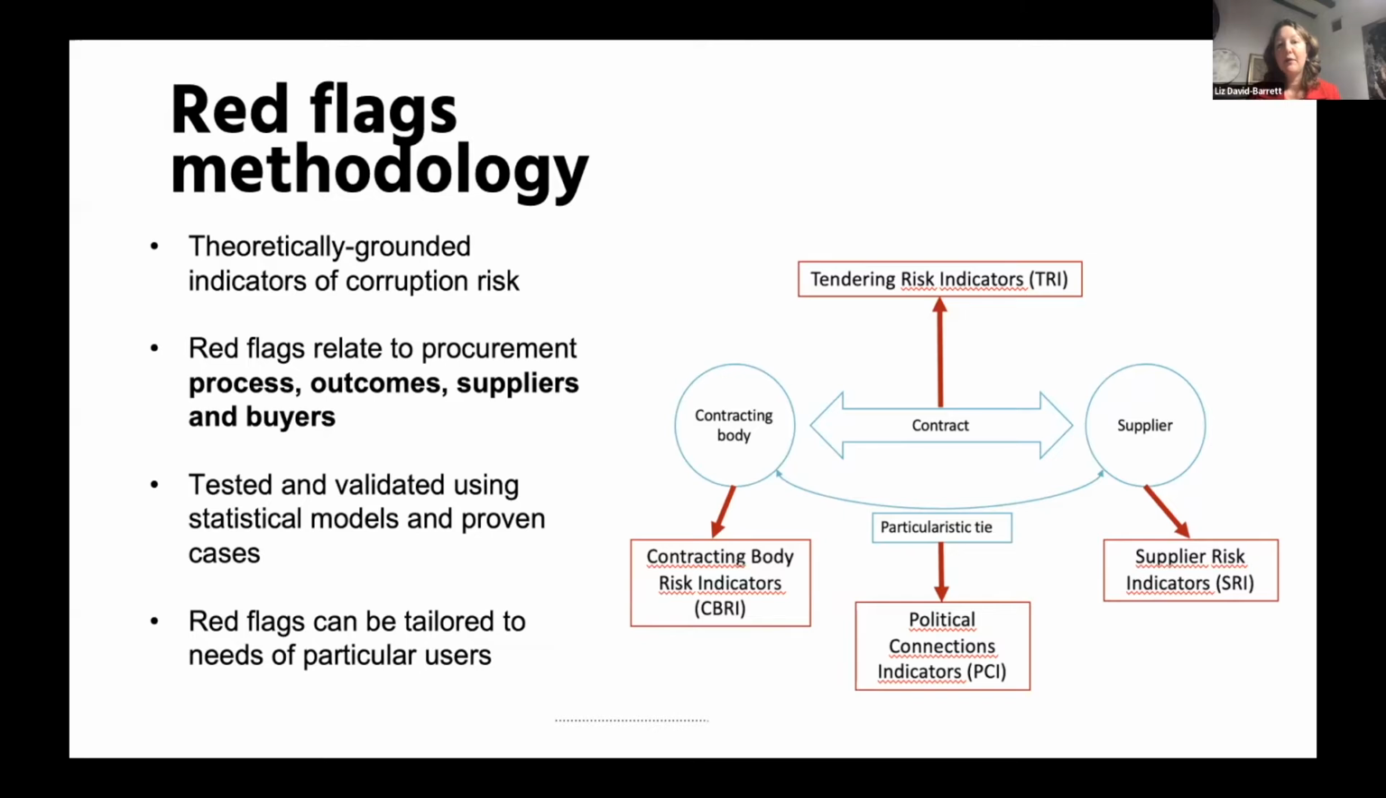So there will be red flags that relate to the tendering process itself. So for example, if a tender is only advertised for a really short time, then that might be because some insiders have been given prior knowledge of the tender, but many others are excluded because they haven't got time to prepare a bid. So that would be an example of a corruption risk indicator or red flag in the tendering process. But we could also have red flags that are around the contracting body.